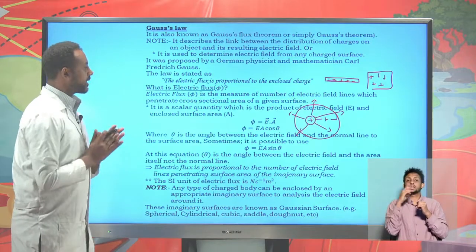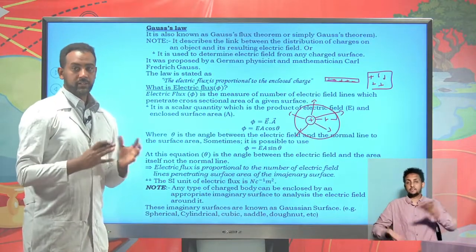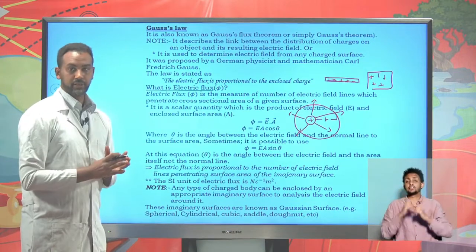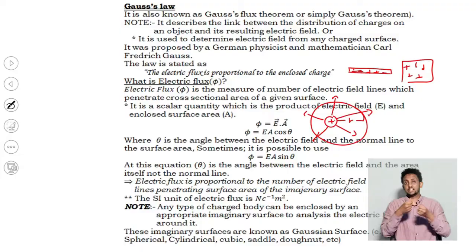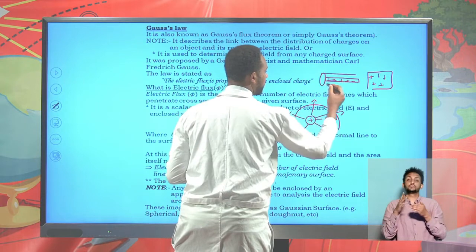And the imaginary surface can be spherical or different. We can have different types of surface. This surface is known as the Gaussian surface. It's an imaginary surface used to determine the electric field around any type of charged body. For example, if you have a rod, you can take a spherical Gaussian surface.